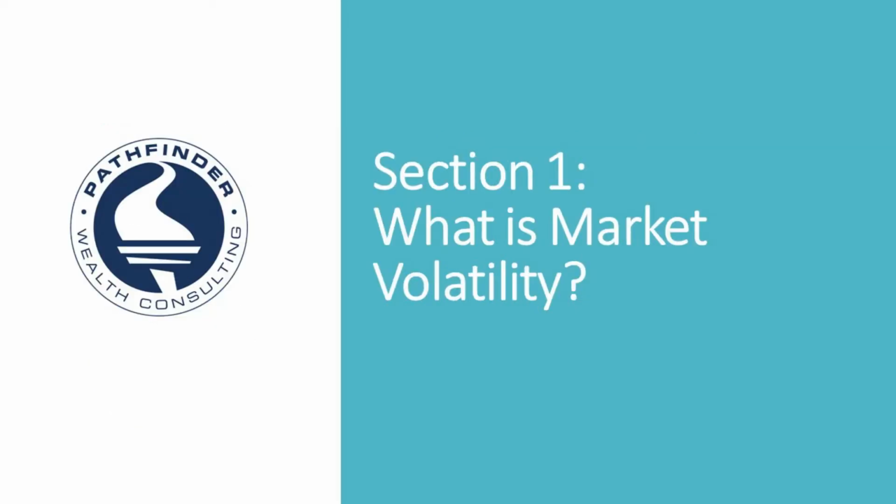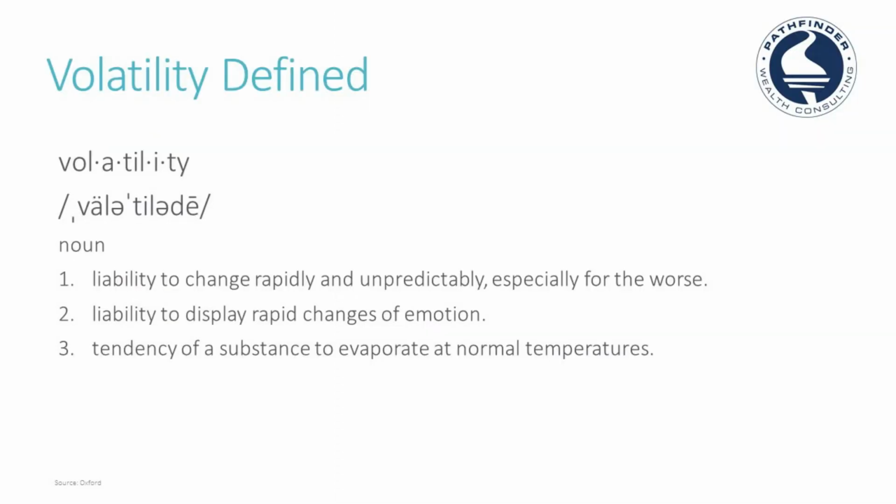So let's talk about the definition of volatility. This is the Oxford definition, so more from a common standpoint of what it is. The first definition here: the liability to change rapidly and unpredictably, especially for the worst. That context relates to the stock market for sure. When most people think of volatility, they think of risk or downside, especially for the worst.